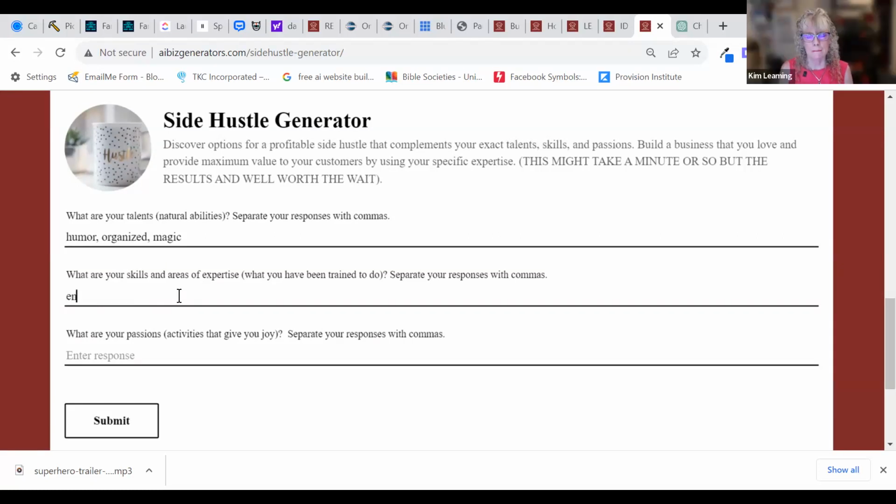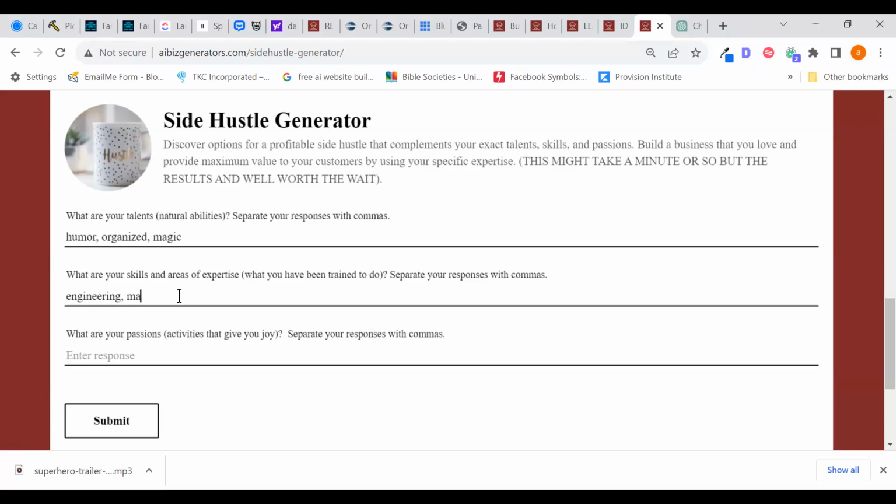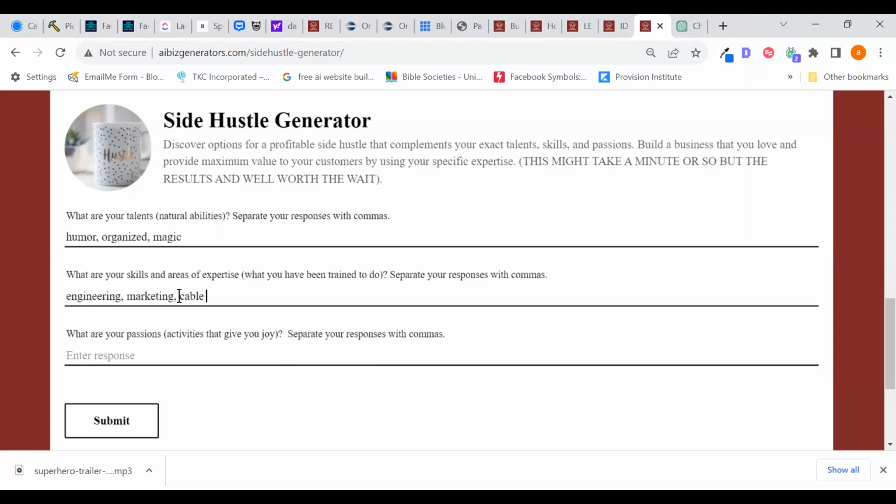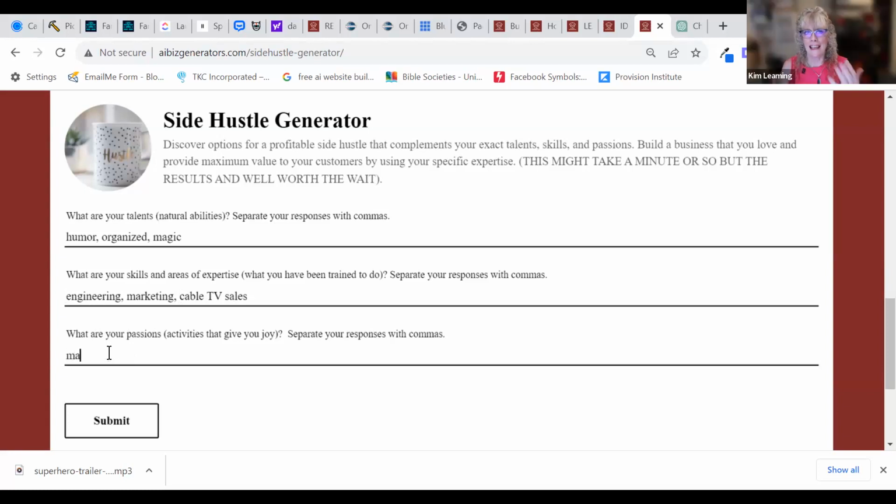Engineering, marketing, and cable television. And what was the last one? Cable television. Cable television. Yes. What does that mean? So that's our industry. My husband and I have been working with cable television for 38 years. Okay. And then what's your passion? Magic, magic, magic, and animals.